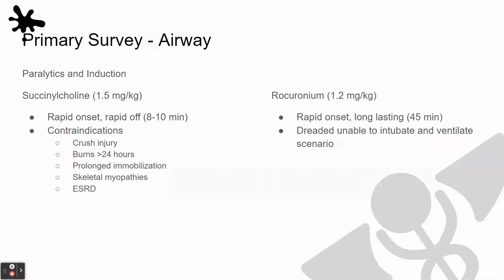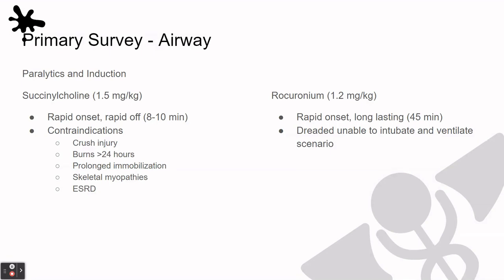For paralytics, it's basically the sux versus rock. I know some people do vec. I guess I've not been in a shop where vec was very popular. Sux is 1.5 mg per kg, rapid onset, rapid off, 8 to 10 minutes. The contraindications like crush injury, burns, basically all these really relate back to the idea that it causes hyperkalemia. And that's true, and especially on a patient where you maybe have no history, that can be a little bit more concerning. But succinylcholine also raises potassium by about 0.5 is all.